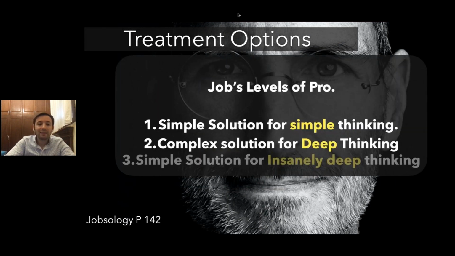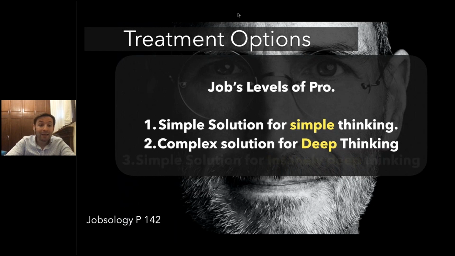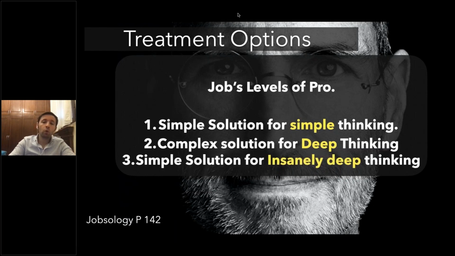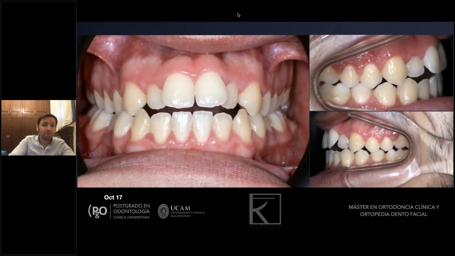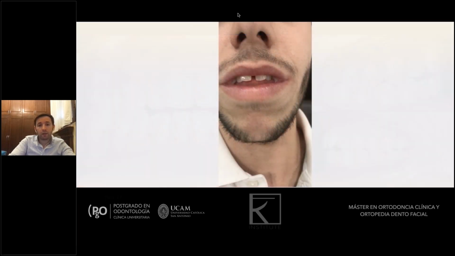I'm going to offer the simple solution, okay? I can offer a complex one, but what do you think he's going to do? He's going to say, "Peri, I told you before that I'm not going to spend 4 years, or suffer a surgery, or suffer again because of my past in the ortho, my ortho past." So I offer something simple.